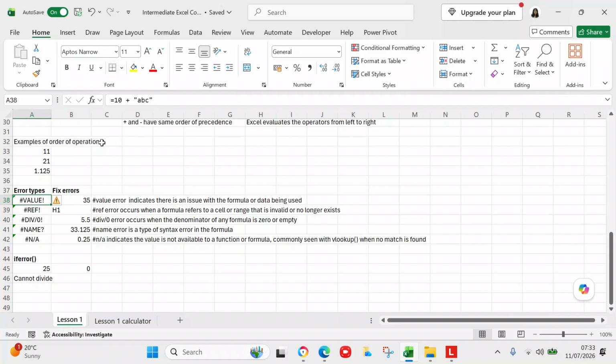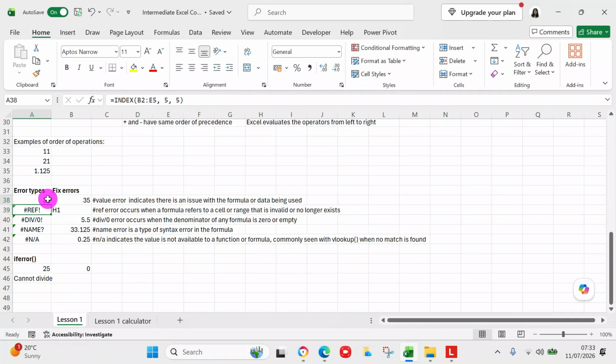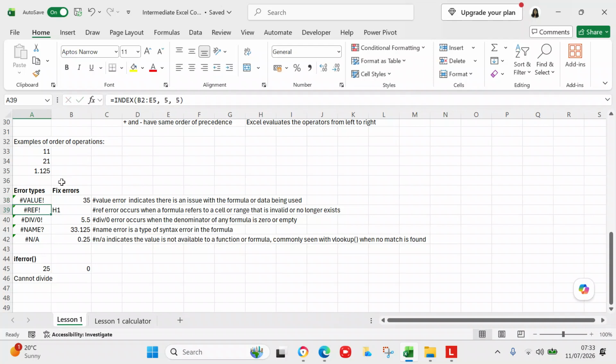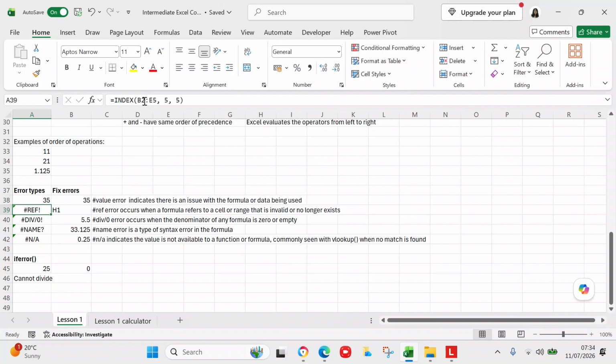And so in theory, 10 plus ABC should give a value error, but it's not coming up as a value error. It's defaulting it to the number. It's calculating it as if it was a number, even though it's not a number. So in theory it should be 25, but it's not.